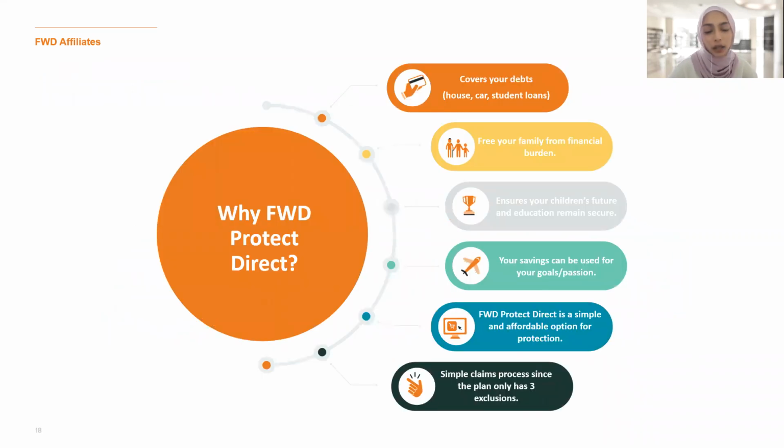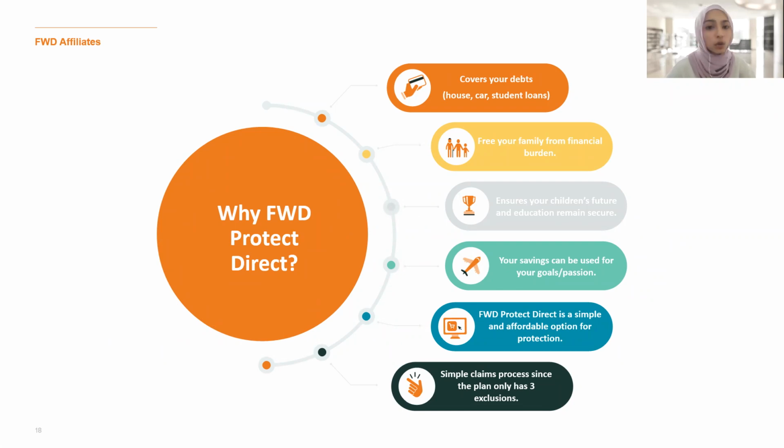So why should people choose FWD Protect Direct? First of all, it's very important for you to get a protection plan for your life because it can help to cover the debt that you may have. You may think that when we talk about debt, we're only talking about families or parents when it comes to their kids, but that's not true.